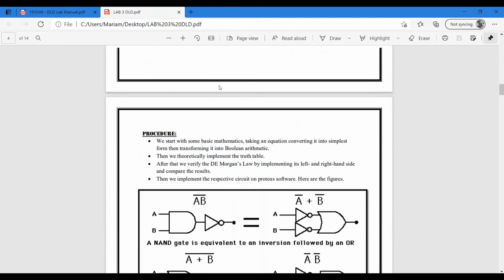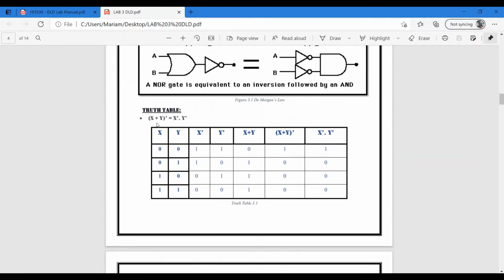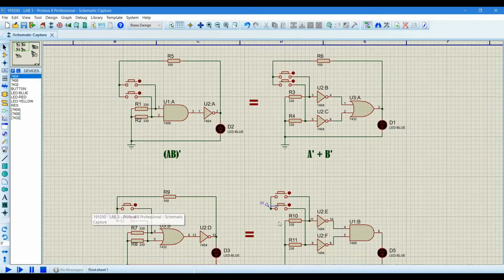First of all, the first law here, (x plus y) whole complement is equal to x complement dot y complement. So here, as we can see by this truth table, simply the AND gate and the NOT gate combinations, as we defined in our previous video. So I implemented it on the Proteus. Here is the Proteus circuit.